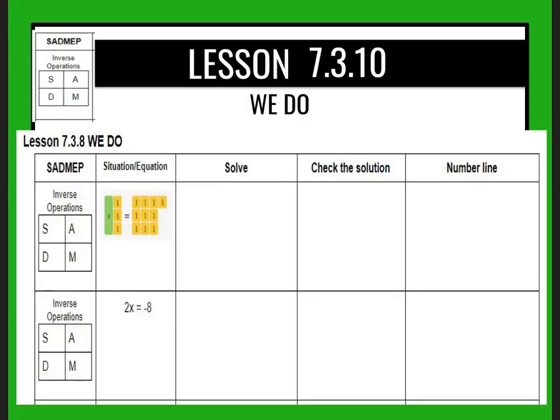All right, in tomorrow's class, we will be working the we do problems. Please attempt these on your own and make sure you're in our Zoom session so that we can review answers together.